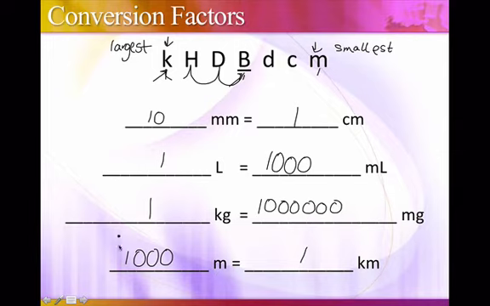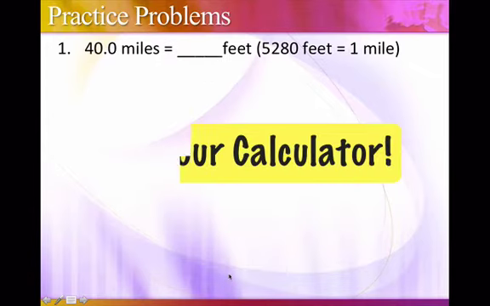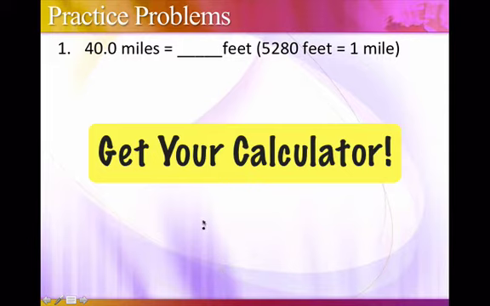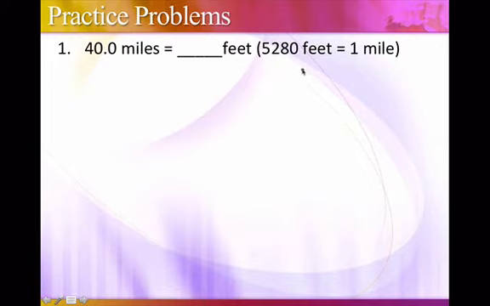You need to make sure you can do these pretty quickly because we're going to use them in the upcoming problems. So we're going to do 4 example problems together. Here's the first one. 40 miles is equal to how many feet? They've given me a conversion factor here, and you guys are going to have a sheet, or I will give you the conversion factor.